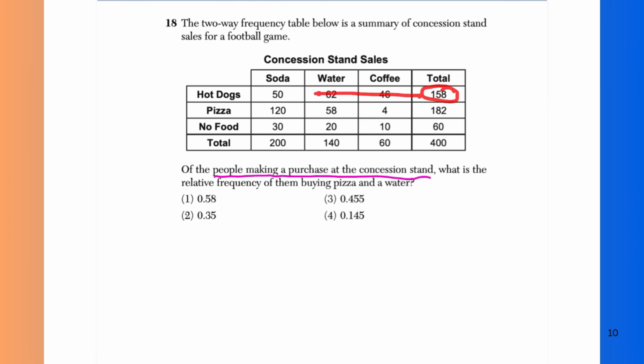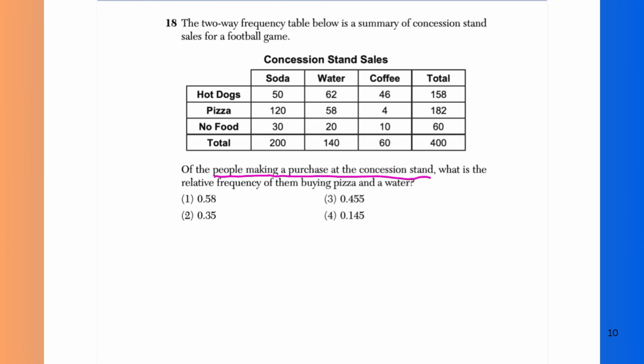When we read a two-way table, see how there's a bunch of different totals here? This total is the total number of people that bought hot dogs, regardless of what type of drink they bought. This is the total number of people who did not buy any food, regardless of whether they got a soda, water, or coffee. This is the total number of people that bought water. So you always look at what two categories are intersecting at that number. So we're looking at the total people who made a purchase, period.